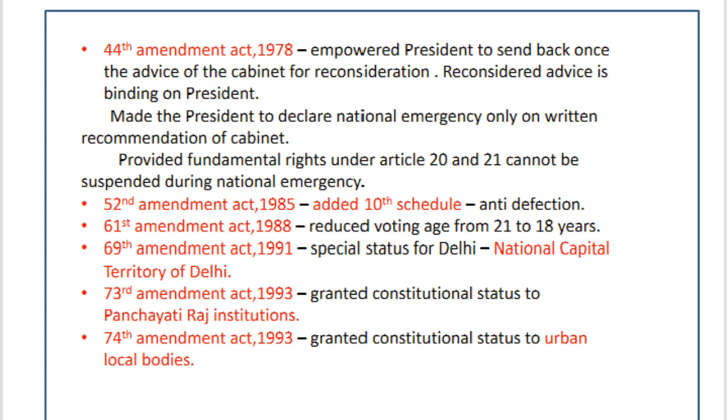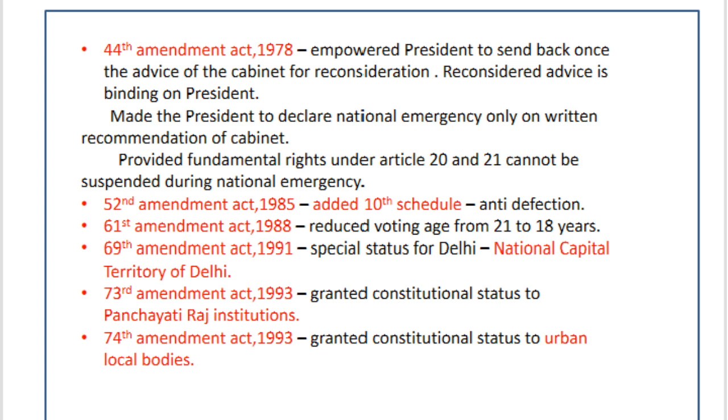Then the 61st Amendment Act of 1988 reduced the voting age from 21 to 18 years. Then the 69th Amendment Act of 1991 gives certain special status for the Delhi. The Delhi was recognized as the National Capital Territory of Delhi.